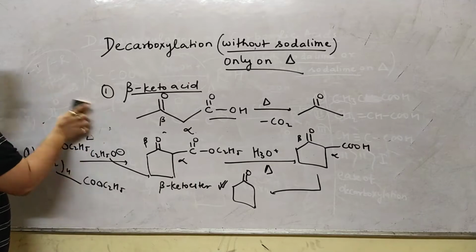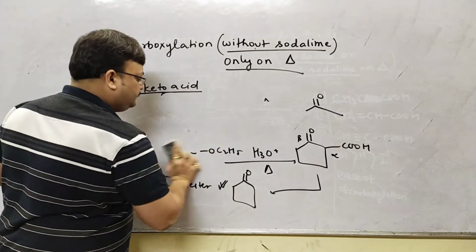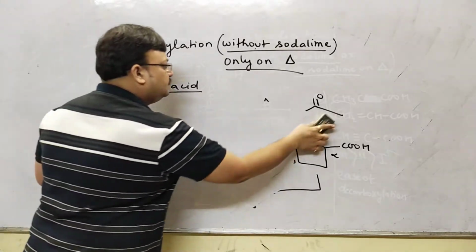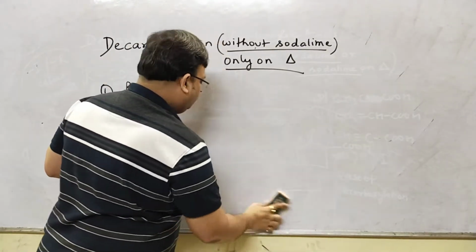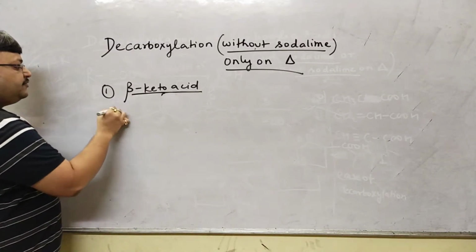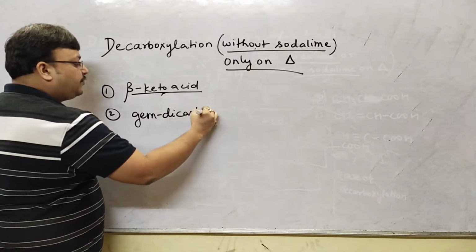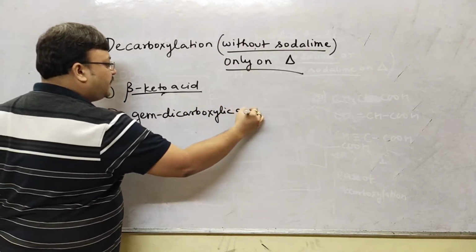And the second molecule which can decarboxylate in this manner is a gem dicarboxylic acid. Again, very, very important: gem dicarboxylic acid.